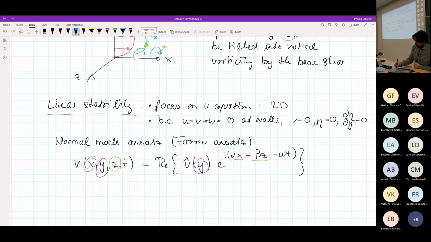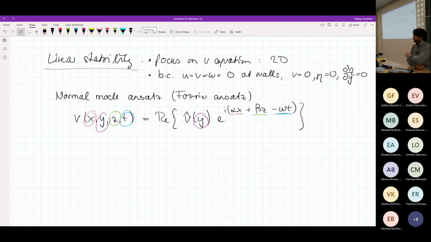And then finally, I have the temporal dependence with a minus sign in the front, so minus omega t. This will give me this temporal dependence. So this is the standard way of writing the normal mode ansatz. Why is the time dependence negative? That's convention that we write it in this way. I will show it afterwards, or I can directly show it now.